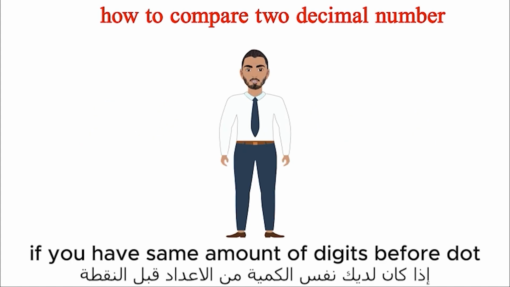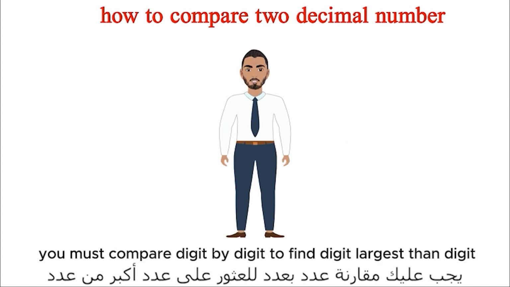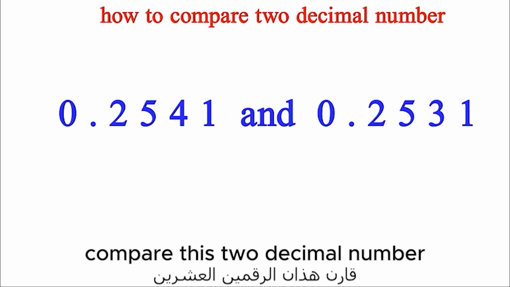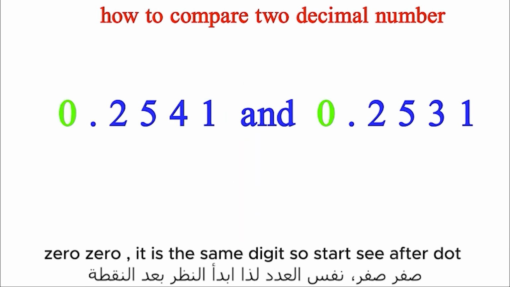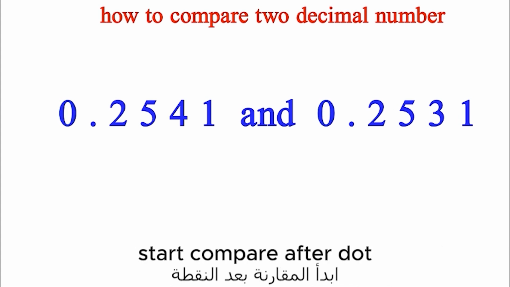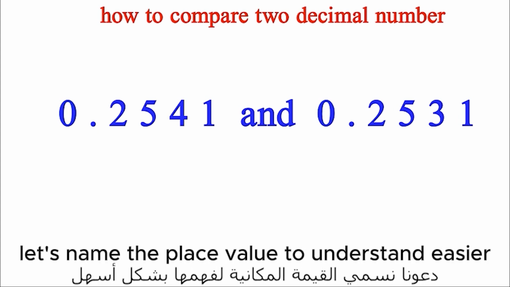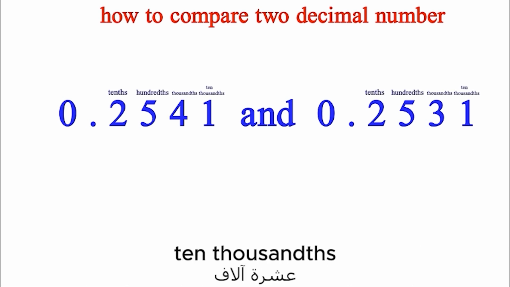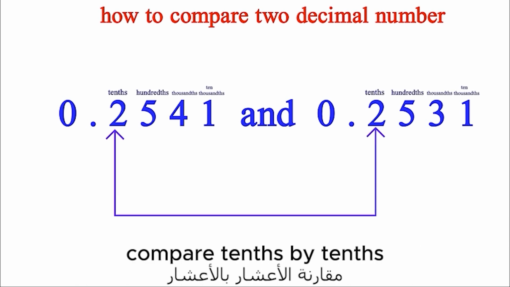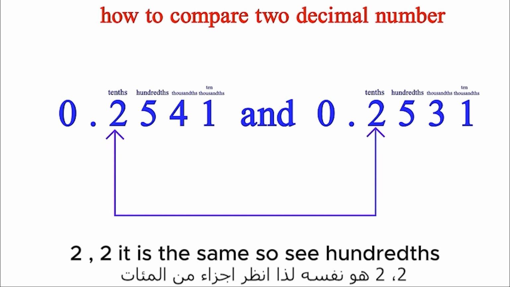If you have the same amount of digits before the dot, you must compare digit by digit to find which digit is larger than the other. Example, compare these two decimal numbers. Compare digit by digit. 0, 0, it is the same digit, so start comparing after the dot. Let's name the place values to understand easier: tenths, hundredths, thousandths, ten-thousandths. Compare tenths by tenths. 2, 2, it is the same, so see hundredths.